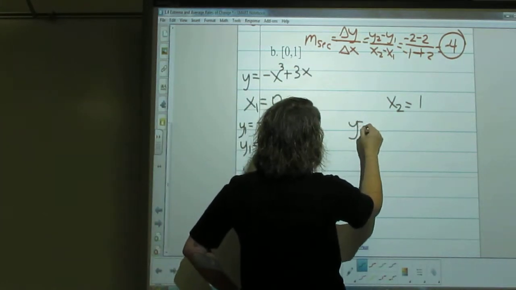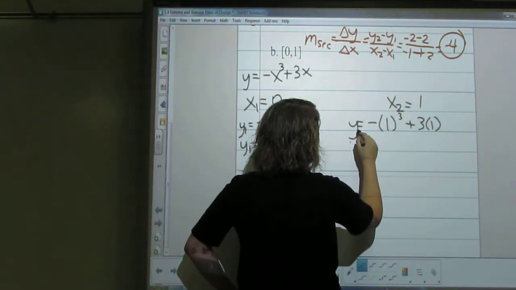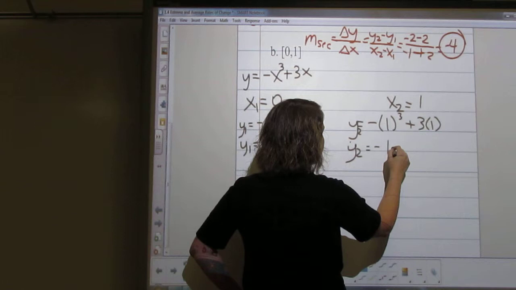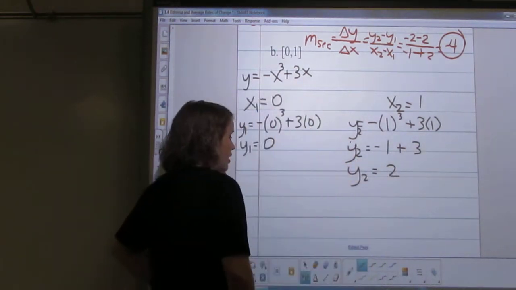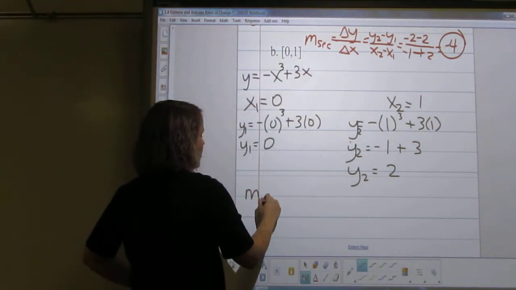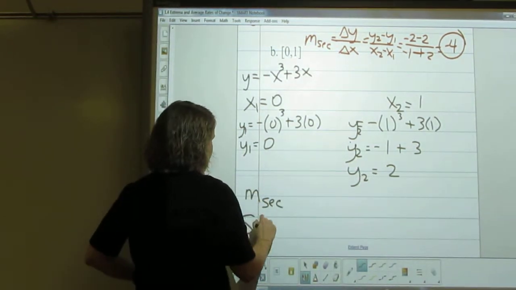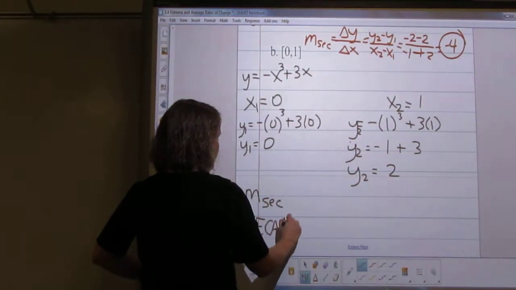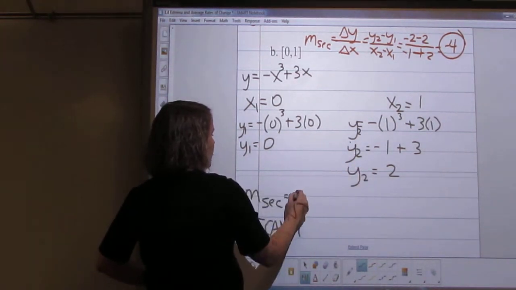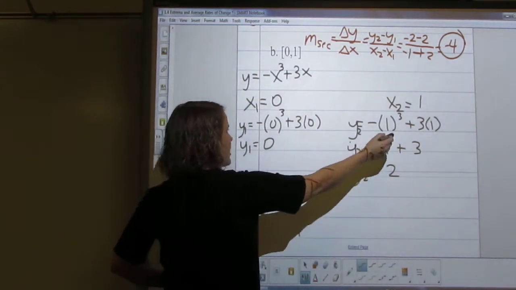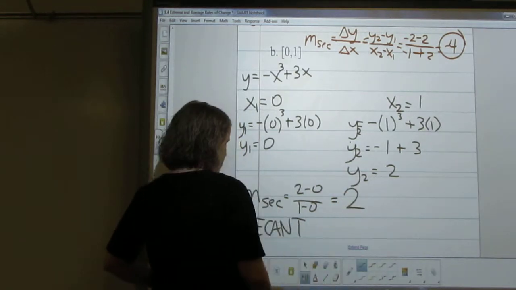Our y2 will equal negative 1 cubed plus 3 times 1. So our y2 will equal -1 plus 3. So y2 equals 2. So now again, to find the slope of our secant line, that's S-E-C-A-N-T, secant, it's going to be change in y, so 2 minus 0, over change in x, which is 1 minus 0. So our slope will be 2.